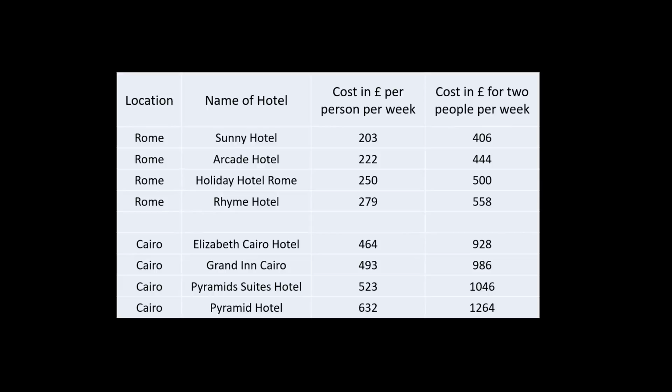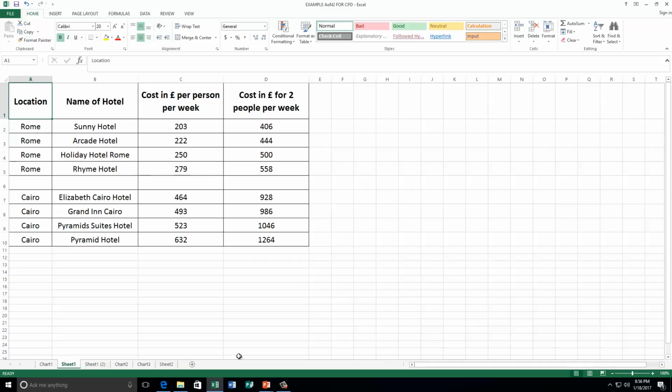What you'll notice is that we've got our hotels split into Rome and Cairo, and we were originally given the cost per week, and we've worked out the cost for 2 people for a week, so we've doubled the cost for 1 person. So let's just switch from there to the actual Excel data. Okay, so there it is in Excel.